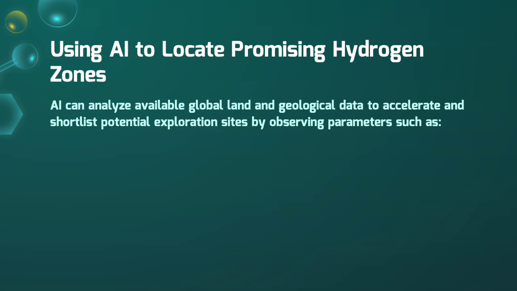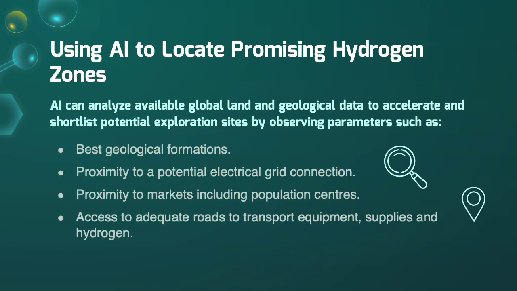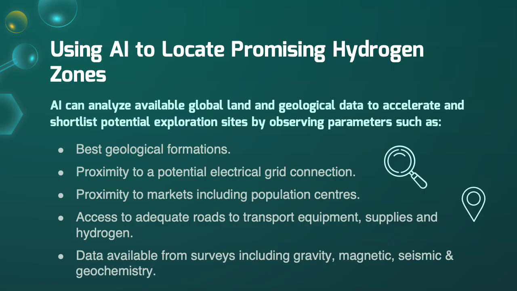When doing so, these services can analyze available data for many parameters including the best geological formations, proximity to a potential electrical grid connection, proximity to markets including population centers, access to adequate roads to transport equipment, supplies and hydrogen, as well as data available from technical surveys including gravity, magnetic, seismic and geochemistry.